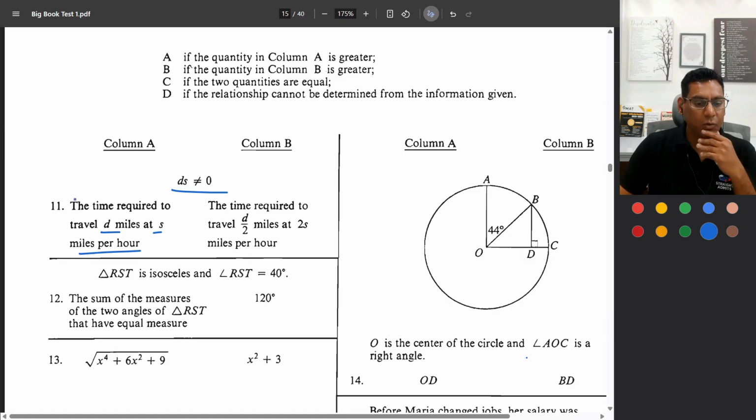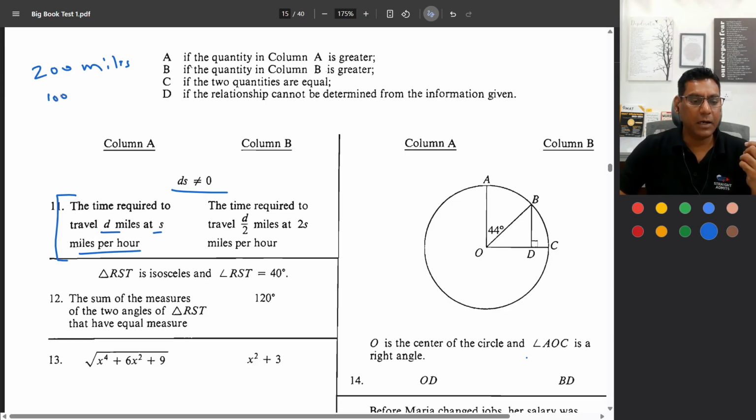Now some people find it really confusing. The easiest way is to pick numbers and find it out. So let's say d miles, let's say I have to go 200 miles. I'm just picking simple numbers, at s miles per hour, at 100 miles per hour. How long will it take for me to cover 200 miles at 100 miles per hour? Obviously it will take me 2 hours. So 2 hours is my answer here.